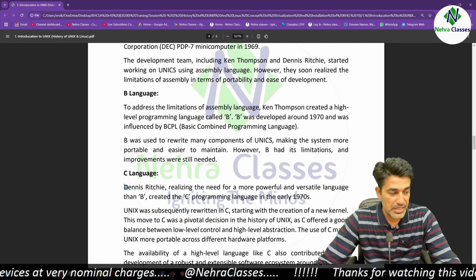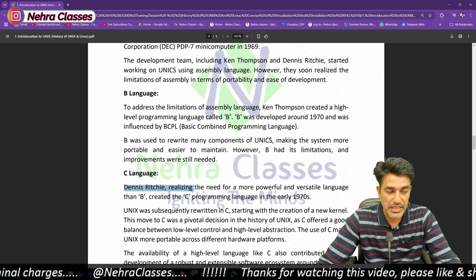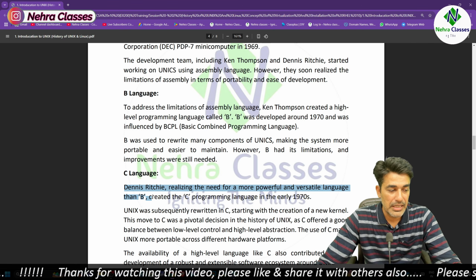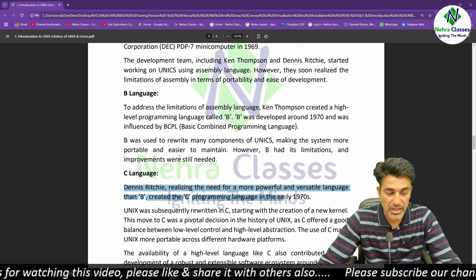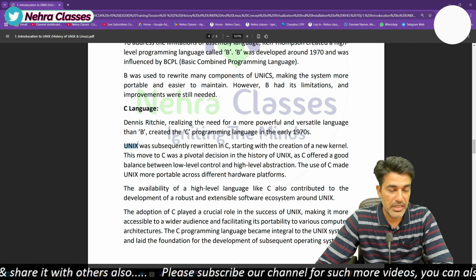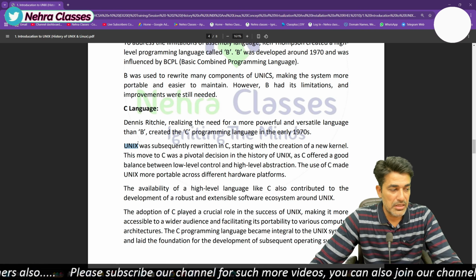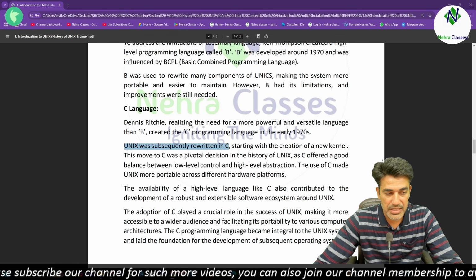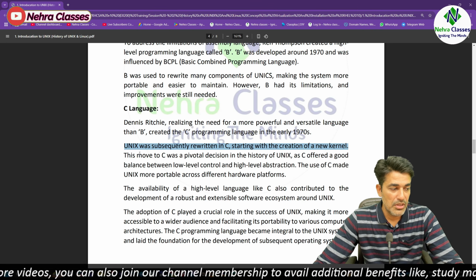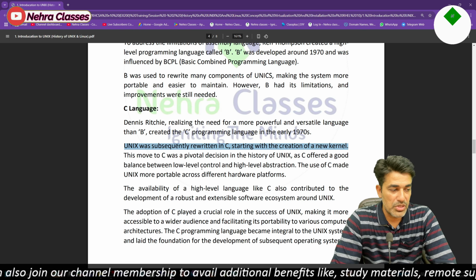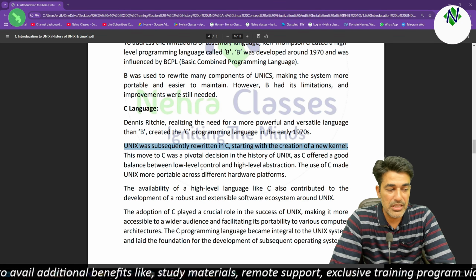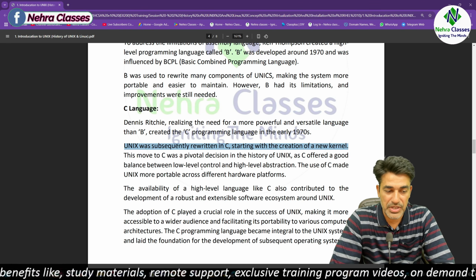So Dennis Ritchie realized that they needed a more powerful and versatile language than B, and he started working on the C programming language in the early 70s. Then they changed the name to Unix. This was subsequently written in C, starting with the creation of a new kernel. This move to C was a pivotal decision in the history of Unix, as C offered a good balance between the low-level control and high-level abstraction.